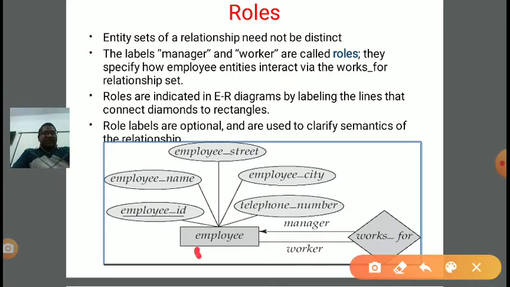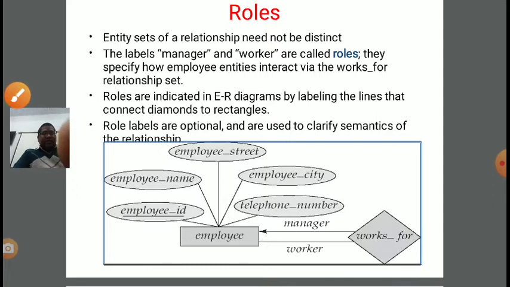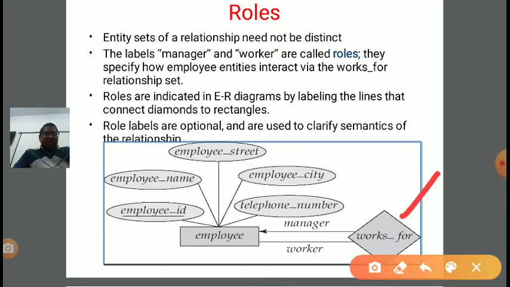If you see, there is one relationship, works for, and one entity set, that is employee. Employee is the entity set. This employee has some attributes. The first attribute is employee ID and it is underlined, which means it is the primary key. The next attribute is employee name, which is a non-key attribute. Next are employee street, employee city, and telephone number. Now the relationship name is works for.